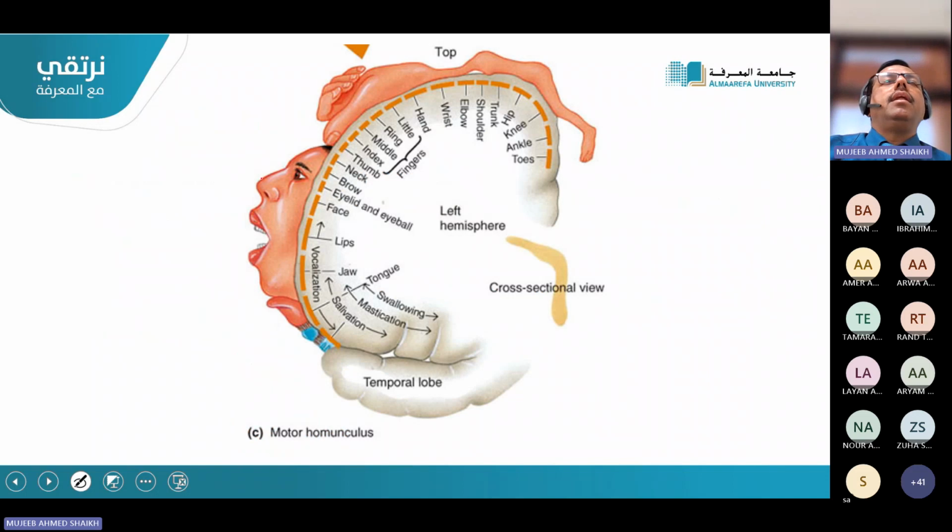So if you cut the brain into a coronal section like this, you will see the area responsible for the face is very big. On the cortex, the area responsible for controlling the muscles of the face is very big. Whereas the area controlling the hand is also very big. Plus, you will see a very small area related to the trunk and to the lower limb. Why? Why is it so? Why is it unequally distributed? Any idea?